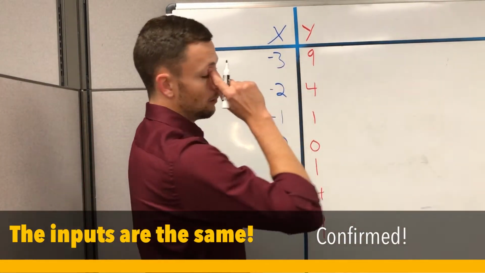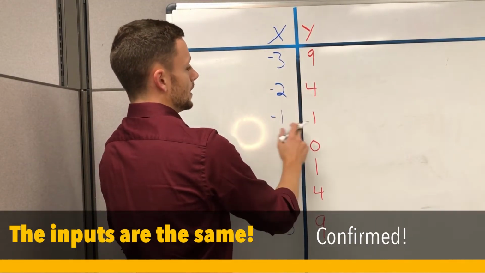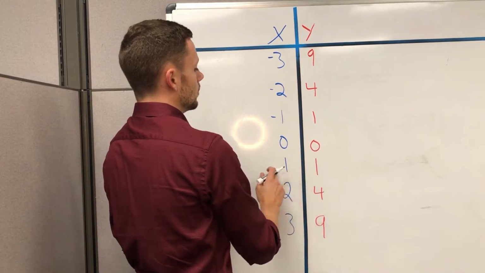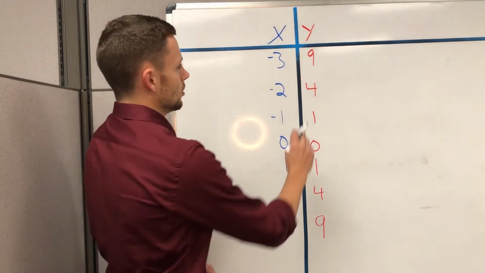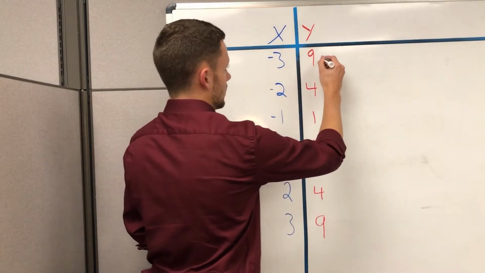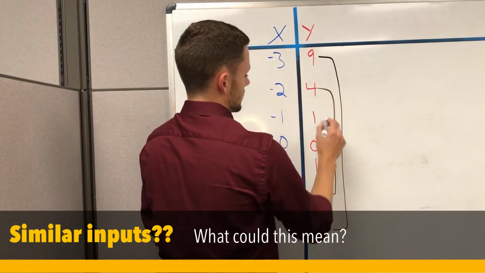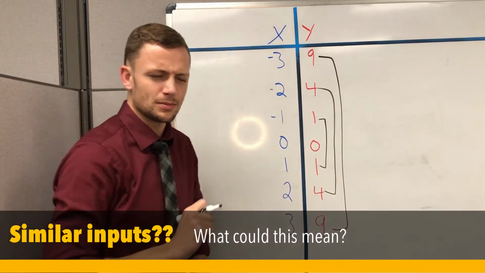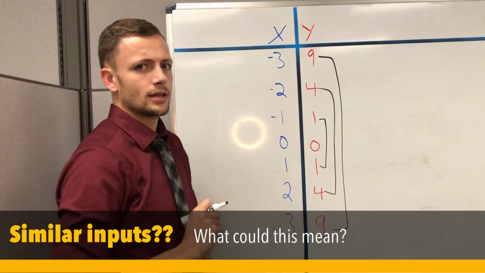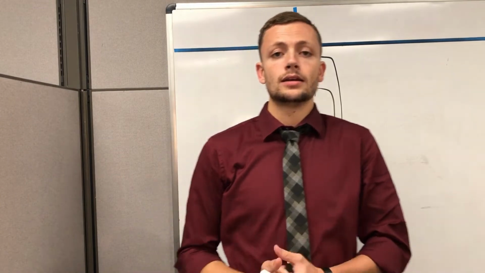Let's take a look at our outputs then. -3 to 9, -2 to 4, -1 to 1, 0 to 0, 1 to 1, 2 to 4, 3 to 9. Okay, so these two outputs are the same, and so are these outputs. So I've got some inputs with similar outputs. That's kind of weird. That's not right. But why don't we go ahead and take a look at the graph?